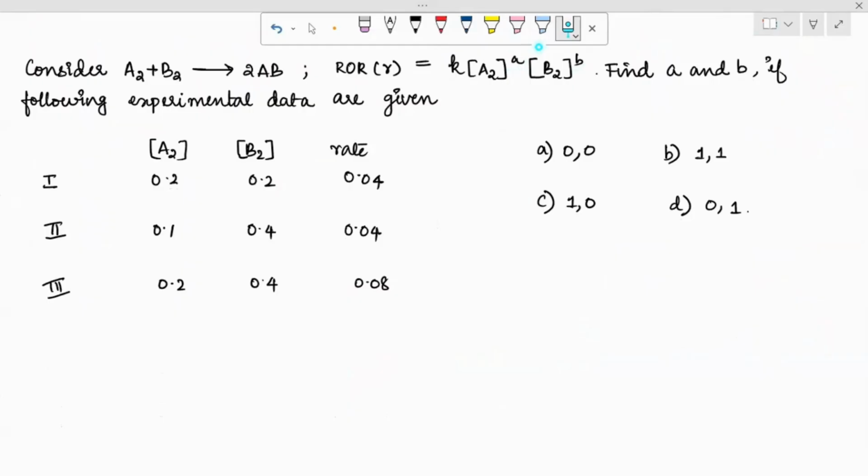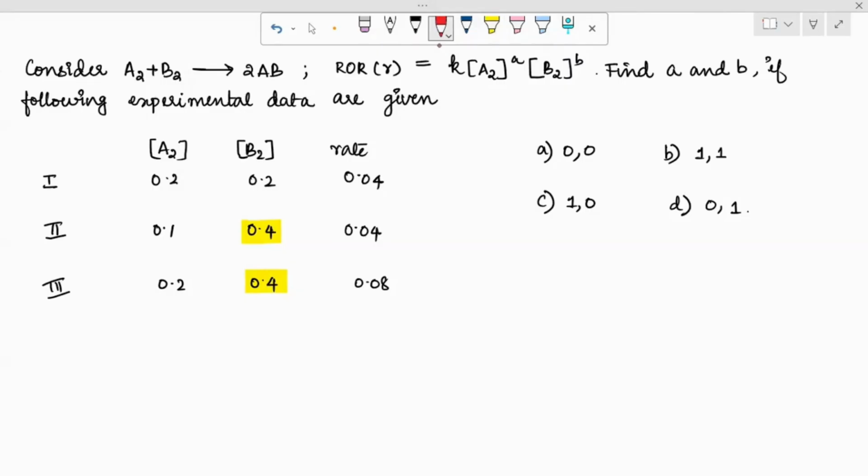It's very easy. If you look at A2 and B2, and if you want to find the order, we will compare experiments with the initial concentration of either one of the reactants kept constant. For example, let's say that I compare experiment 2 and experiment 3. So when I take experiment 2 and 3, my concentration of B is kept constant, correct? And whatever change I get is only with respect to A2, because my concentration of B is kept constant.